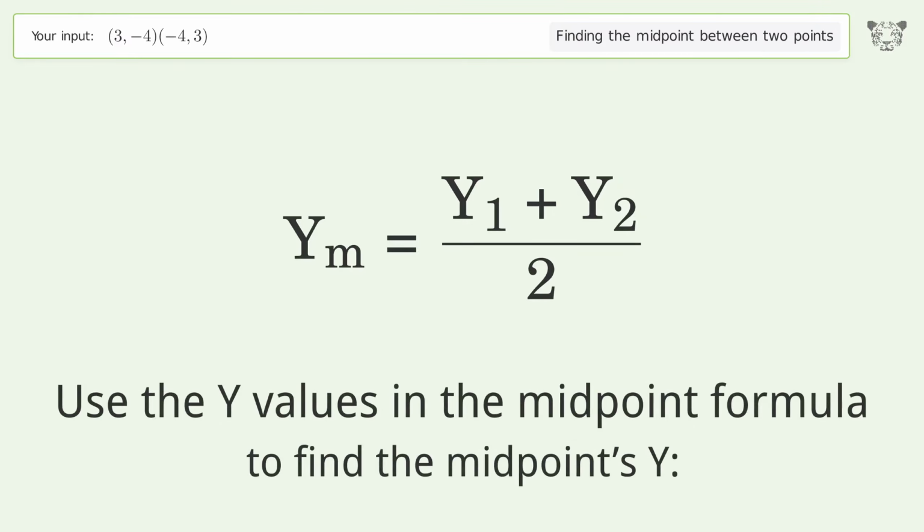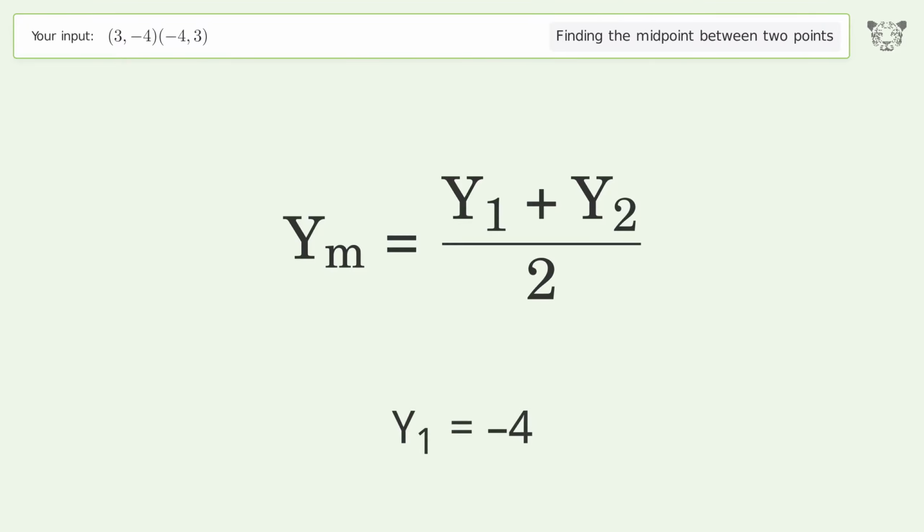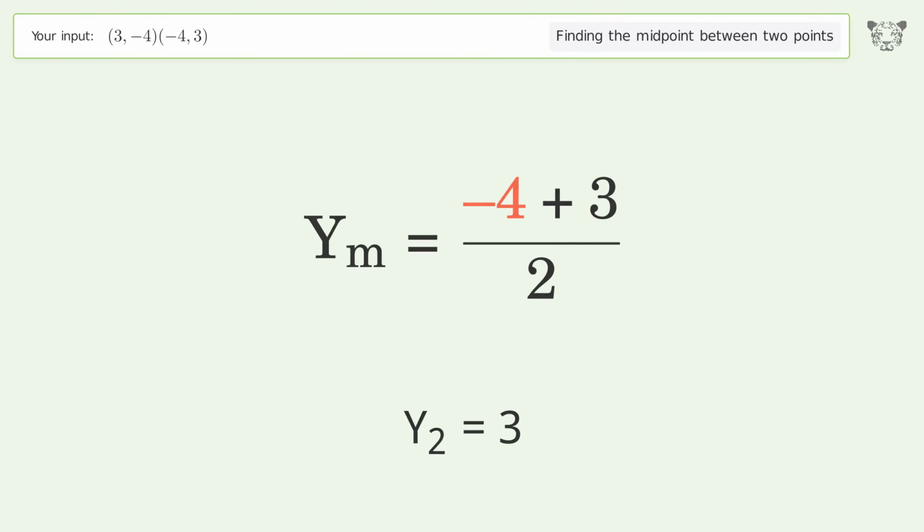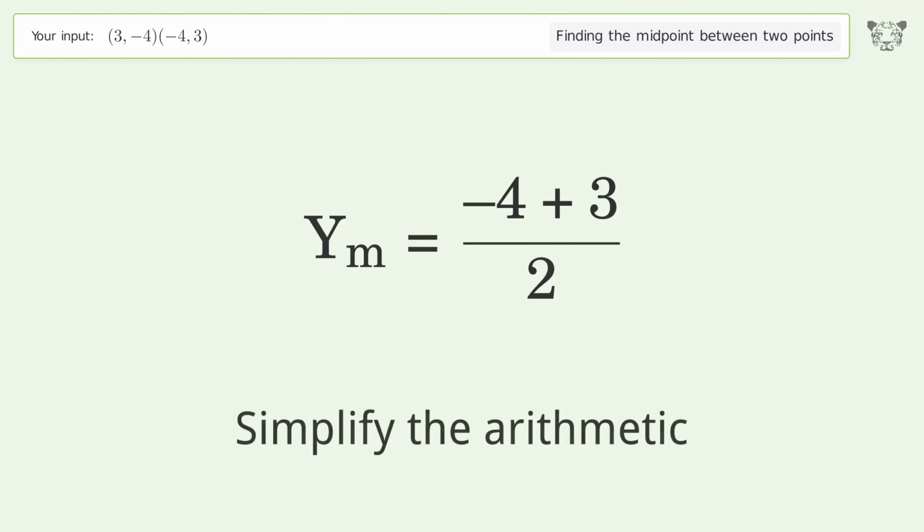Use the y values in the midpoint formula to find the midpoint's y. y1 equals -4. y2 equals 3. Simplify the arithmetic.